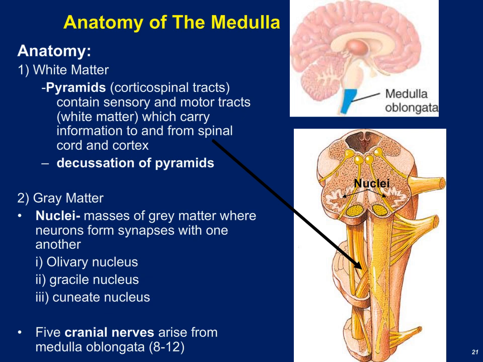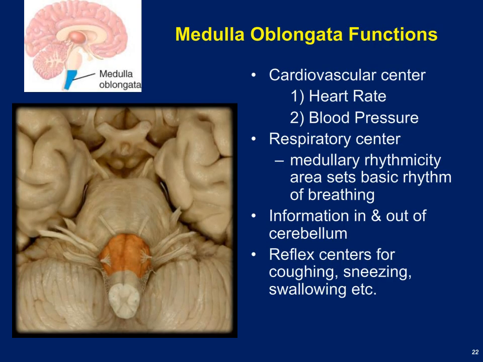And so there are three nuclei that are important within the medulla, including the olivary nucleus, the gracile nucleus, and the cuneate nucleus. There's also five cranial nerves that arise from the medulla oblongata. Now, the main functions of the medulla oblongata are serving as the body's cardiovascular and respiratory control centers.